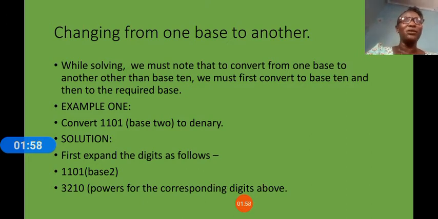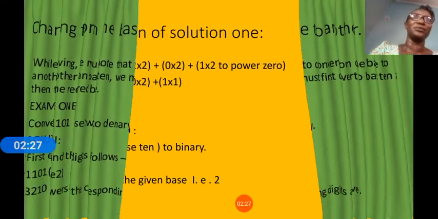Example 1. Convert 1101 in base 2 to base 10. Solution. You first of all expand the digit as follows. Now the last digit is 1, meaning you have 1 raised to power 0. The next is 0. You have 0 raised to power 1. The next is 1. You have 1 raised to power 2. And the last one is 1, meaning you have 1 raised to power 3. And the expansion is done like this.